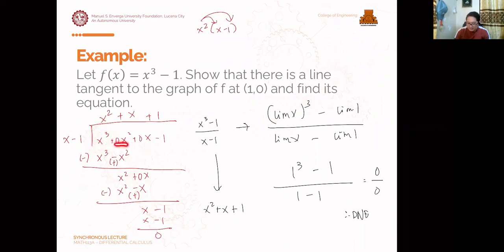Nilagyan ko lang ito ng 0 kasi wala tayong x squared tsaka x dito sa given function natin. Okay? So, ibig sabihin sa value niya, wala siya nito, kaya nilagyan ko lang ng 0, para on track tayo dun sa pag-bring down nung terms sa division.